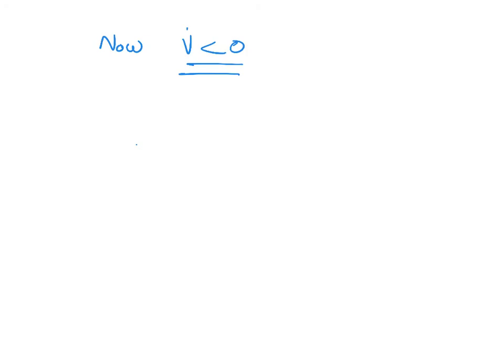So now to show asymptotic stability, if that's the case, we have to show that x of t has to go to 0. Whatever delta it starts in, it has to go to 0. That's what we want to show now. So the proof for this is pretty easy.